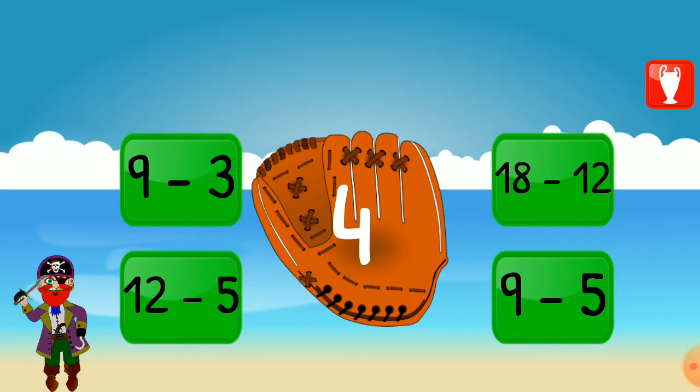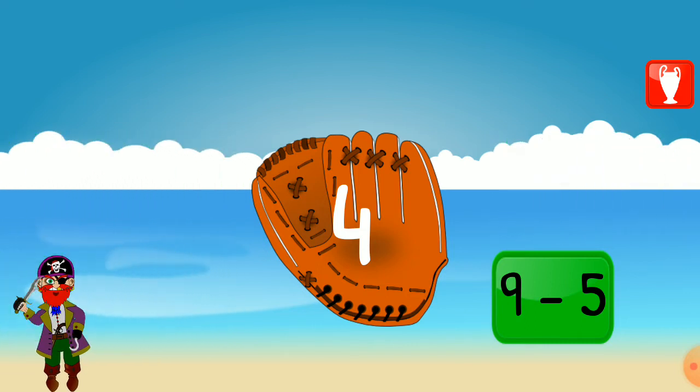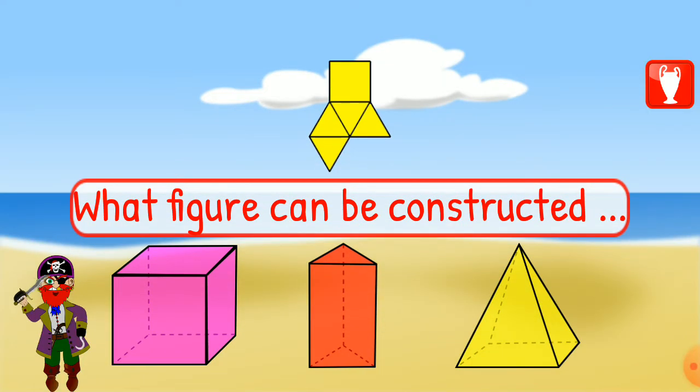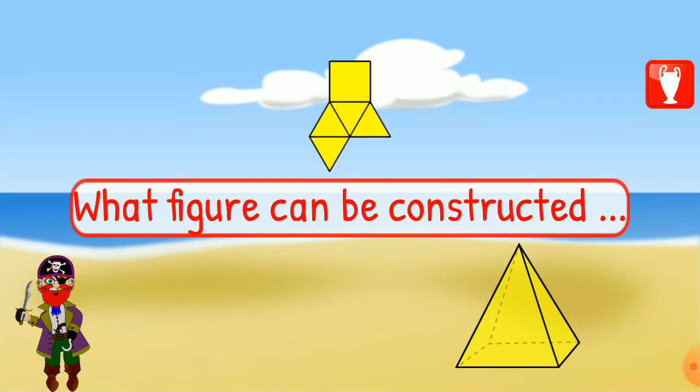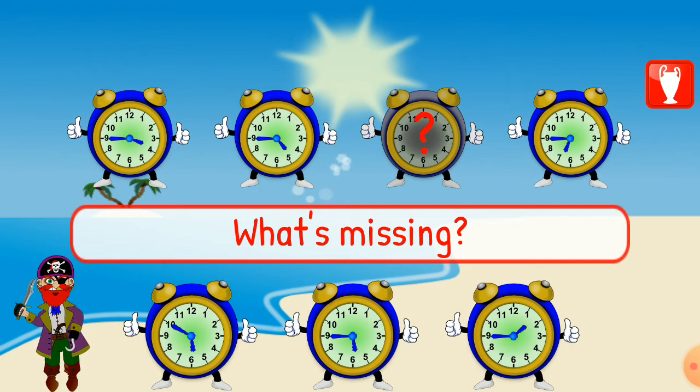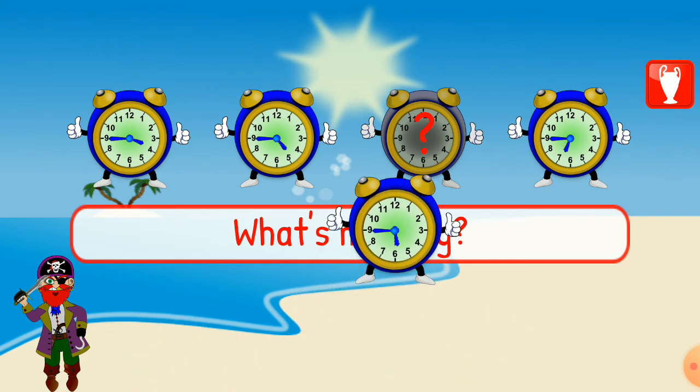4. 9 minus 5 is 4. Fantastic. What figure can be constructed? Fantastic. Yes. What is missing? Quarter to 4, quarter to 5, then quarter to 6. Fantastic.